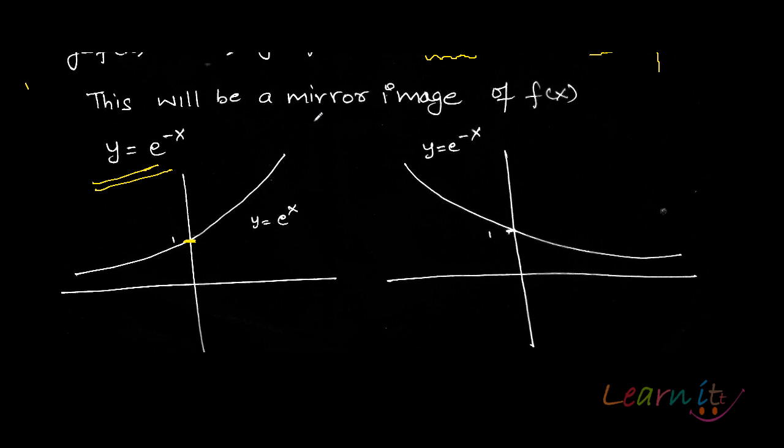What will happen when we have e to the power minus x? What happens is that you will just have a replica which will be a mirror image of the graph that I have made here. It will be a graph out here, cutting the y-axis again at 1. It will be just a mirror image.